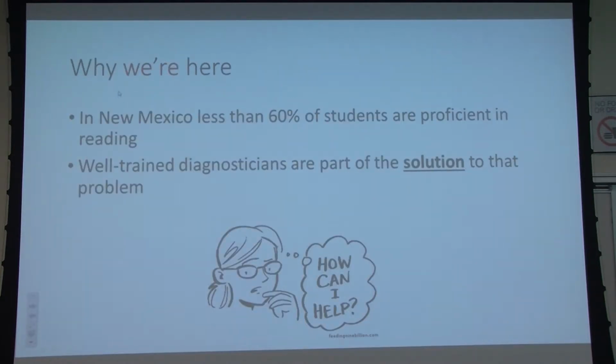On this one from the original class, I put why I'm here, but I changed it to why we're here, because now you guys have the pieces. Less than 60% of students in New Mexico are proficient in reading, and that dramatically affects their adult life outcomes.